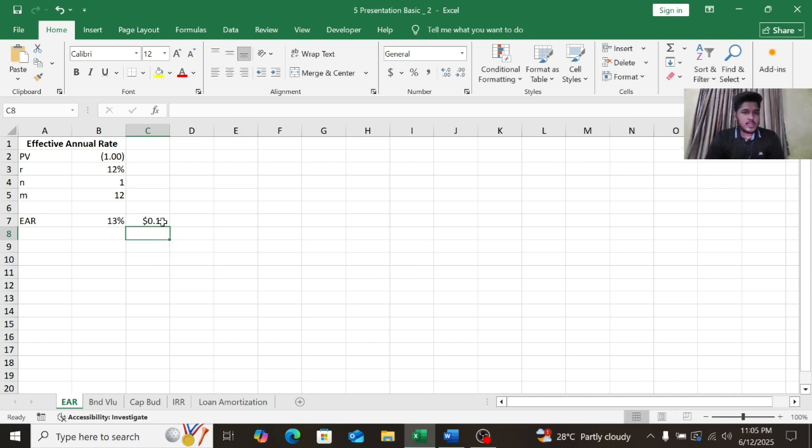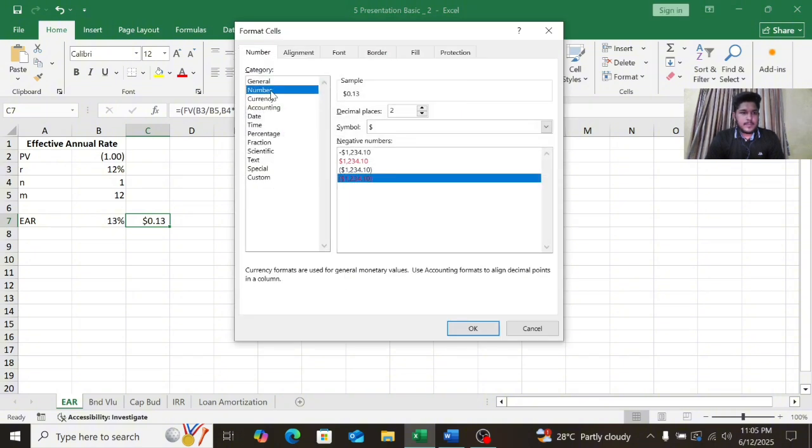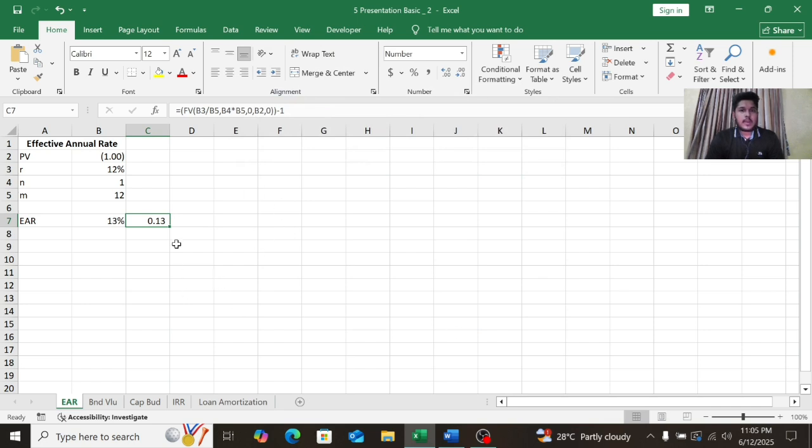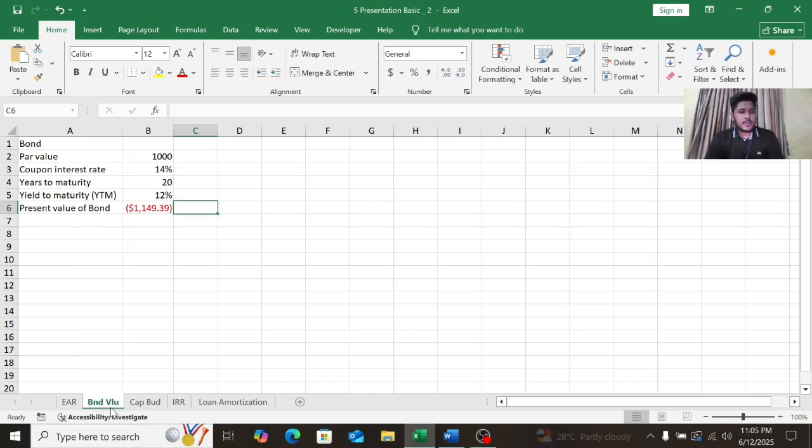It's showing a dollar sign, so we're going to change it to number. And as it's an interest rate, we are going to take it in percentage, so it's 13%. So 13% is our effective annual rate. So let's move to the next one.